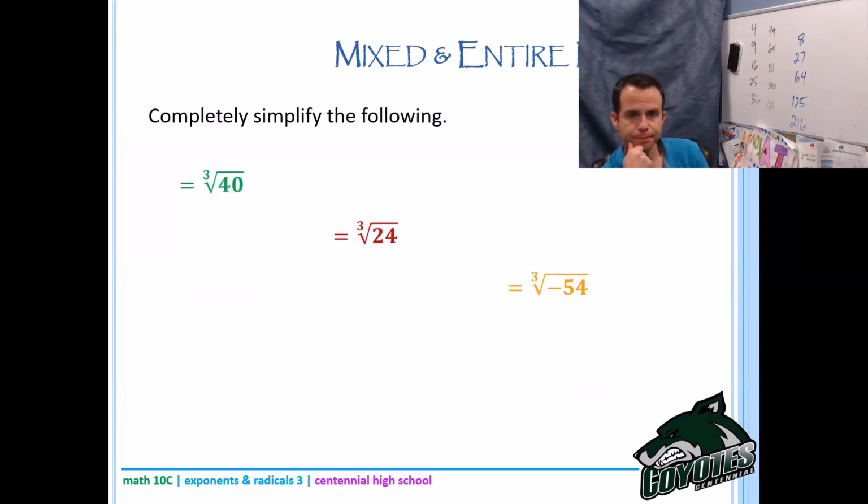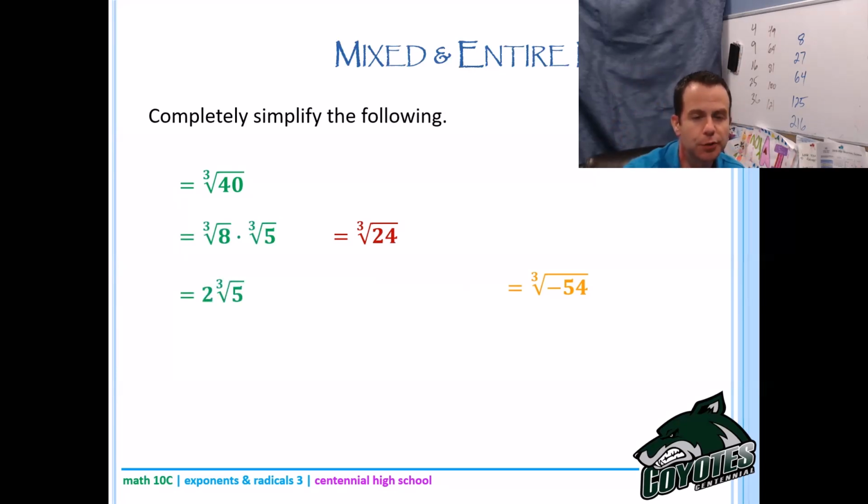Try these three. So for cubed root of 40, I'm again looking at 8 times 5. So it's cubed root of 8 times cubed root of 5. Cubed root of 8 is 2. Final answer, 2 cubed root 5. For the cubed root of 24, I'm again looking at 8.